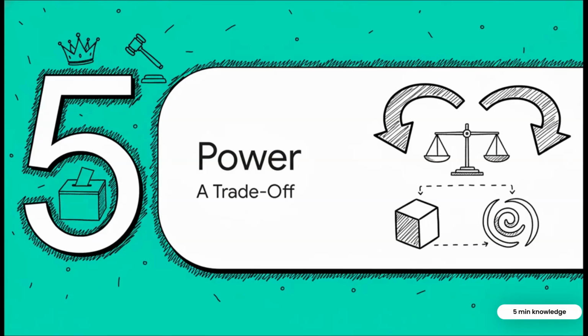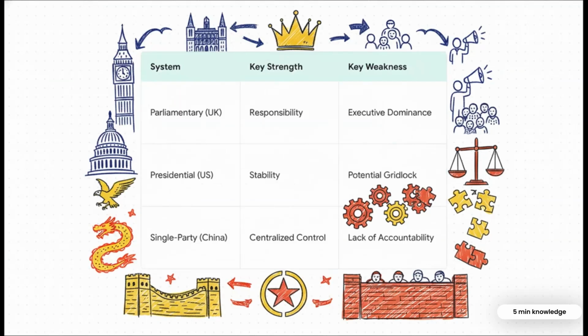So what can we take away from these three very different models? Well, it really seems that choosing a system of government isn't about finding some perfect solution. It's really about making a series of trade-offs between competing values. This table really brings those trade-offs into sharp focus.